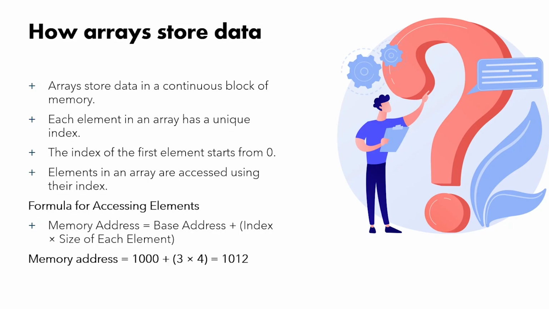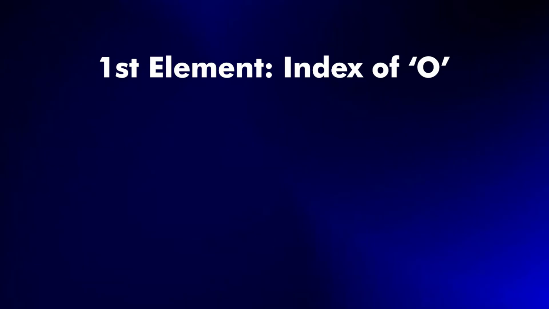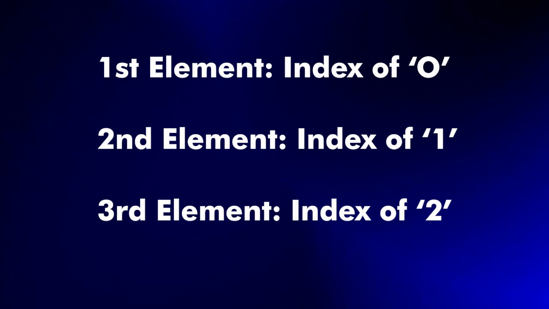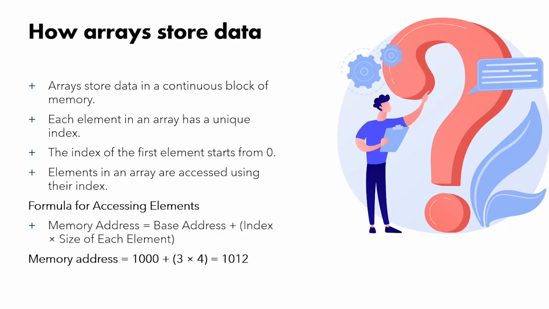Each box has a number on it, and the number is called the index. In most programming languages, indexing starts at 0. So the first element has the index of 0, the second element has 1, the third has the index of 2, and so on.